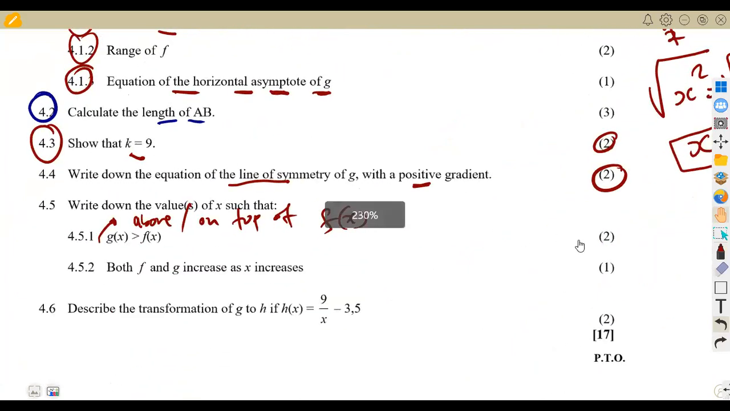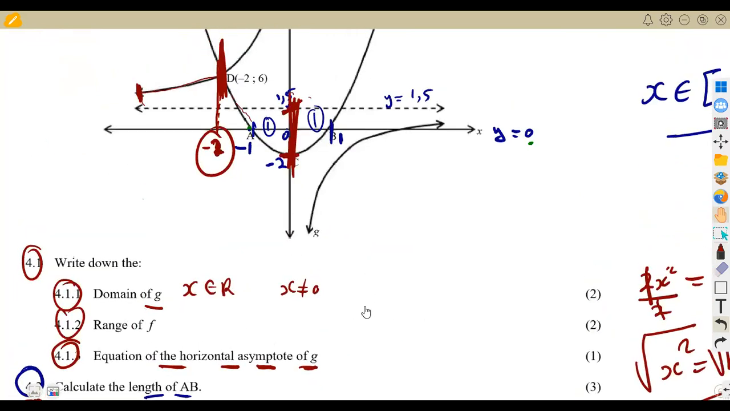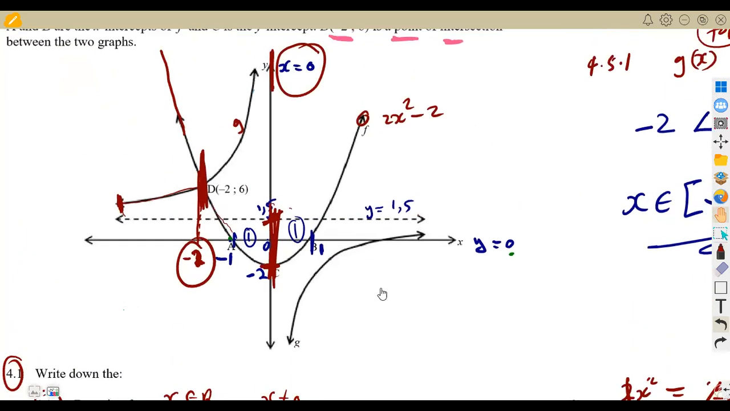All right, both f and g increase as x is increasing. We want a condition where the two graphs are increasing. To increase, that is, they are going up. Our graphs are going up as x is increasing. X is increasing as we are moving to the right side.